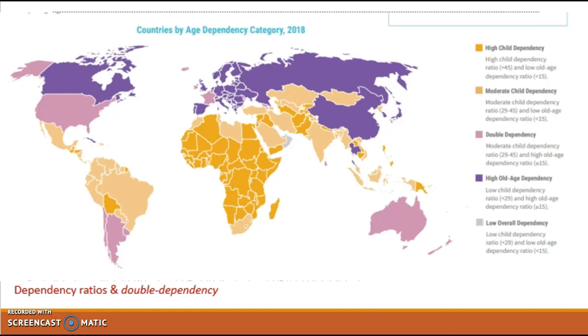This graphic shows us dependency ratios in an idea known as double dependency. Double dependency reflects a high number of individuals, a large percentage of your population, both under 15 and elderly.